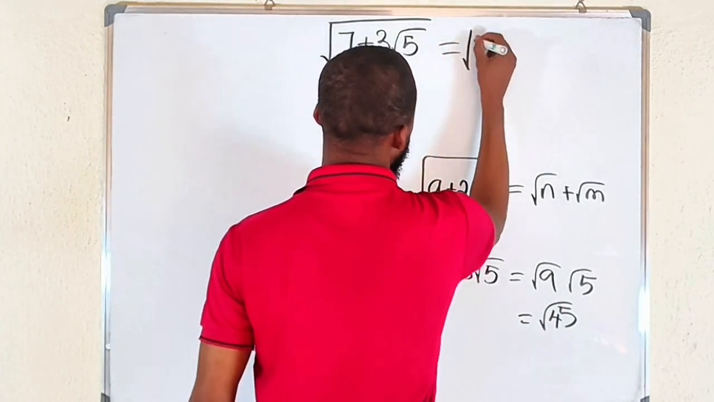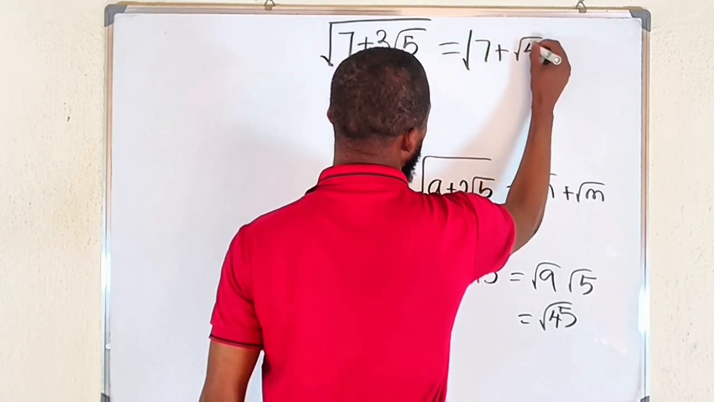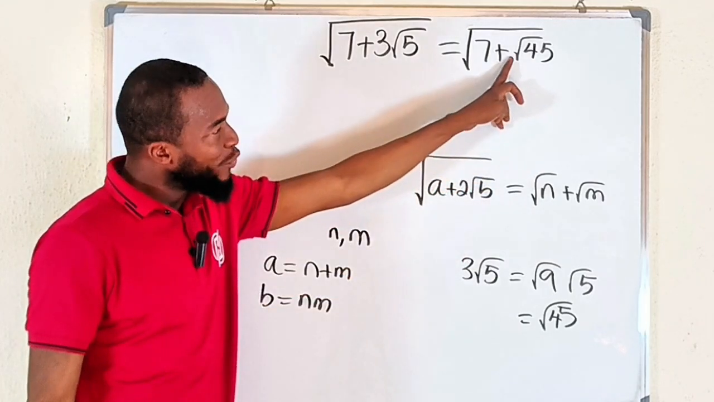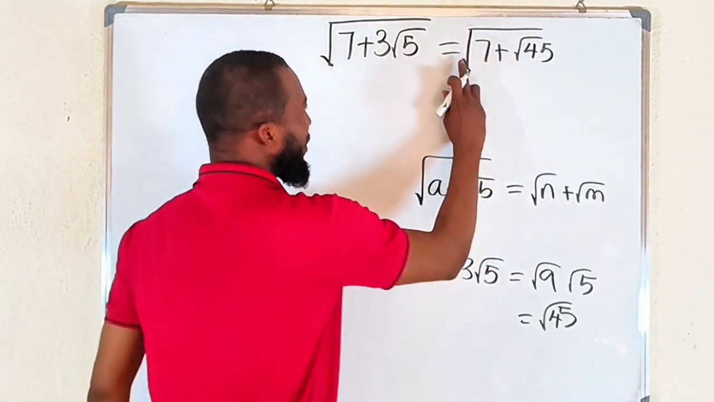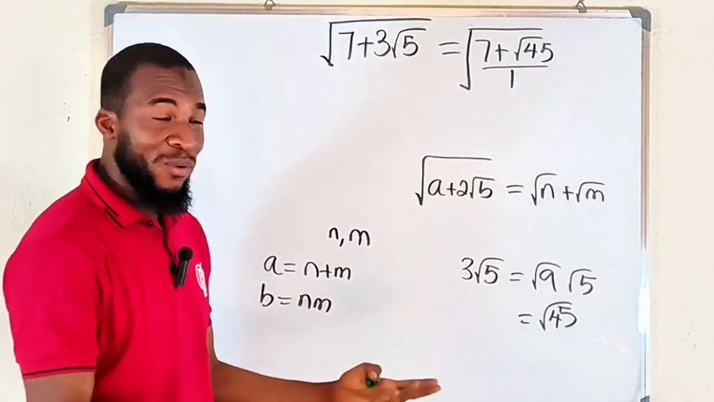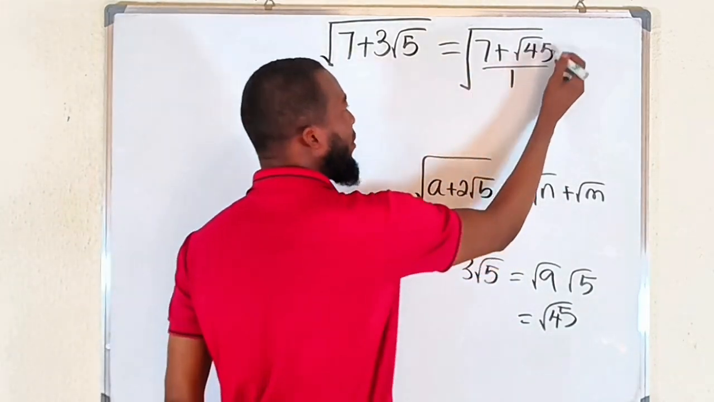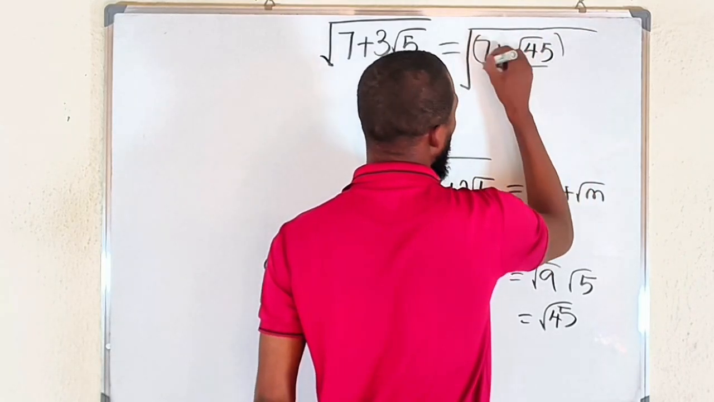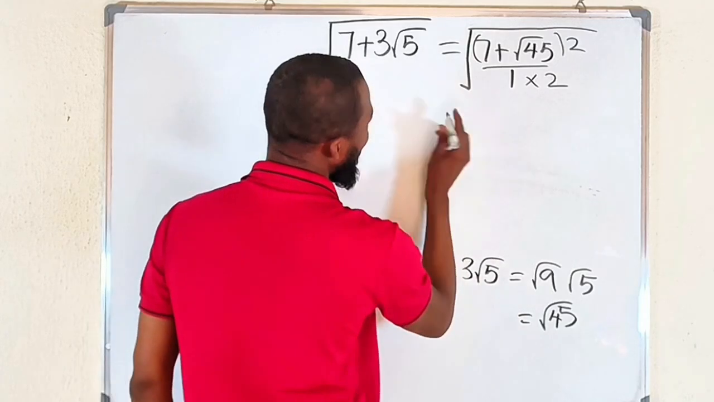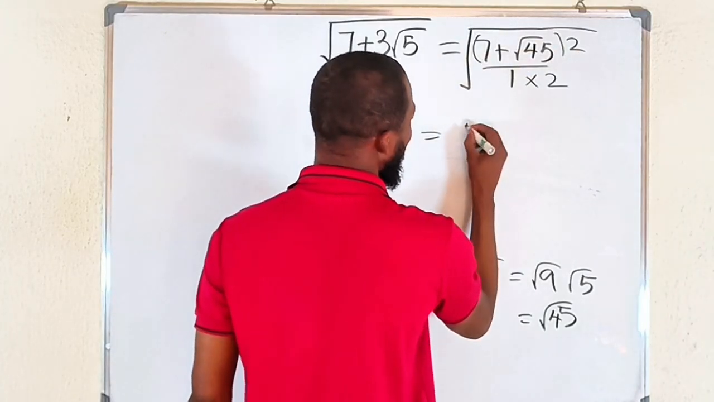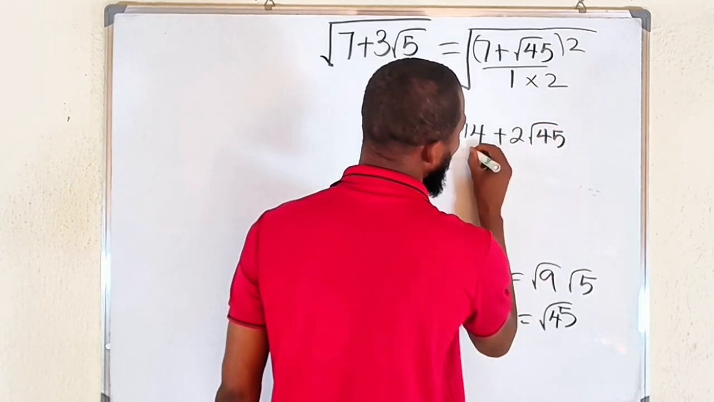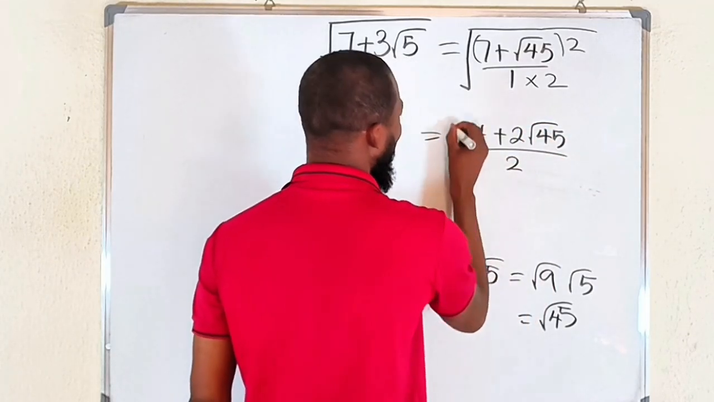This becomes square root of 7 plus root 45. But still, we don't have 2. We have to have 2 attached here. So one logic we can apply here is to rationalize it. Yes, dividing by 1 will not change it. So we can multiply the top by 2 and also the bottom by 2, so that this becomes 7 times 2 is 14 plus 2 times root 45, divided by 1 times 2 is 2, all under square root.